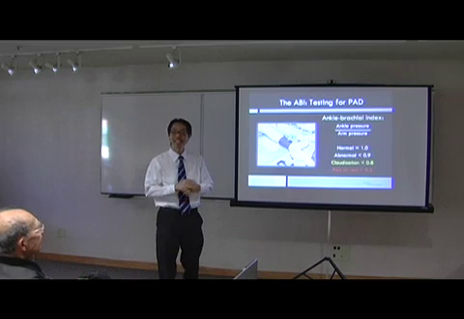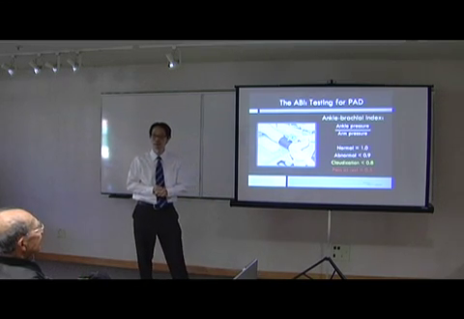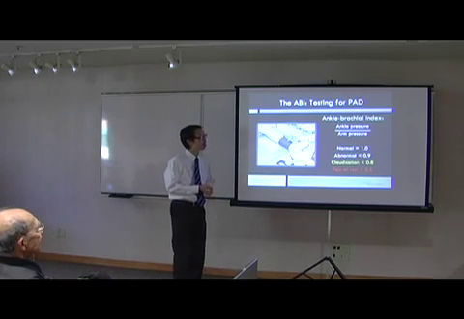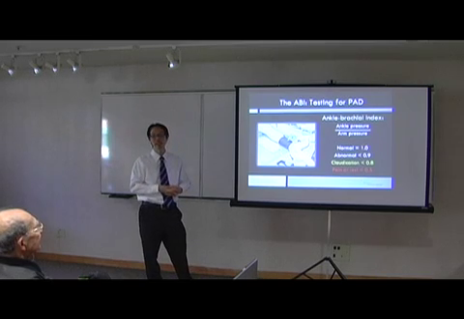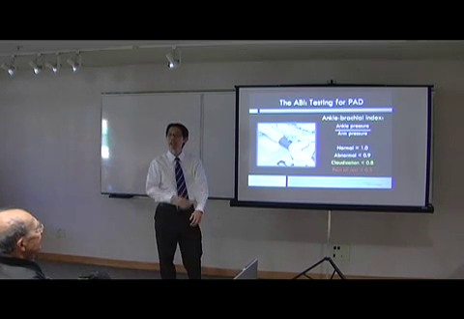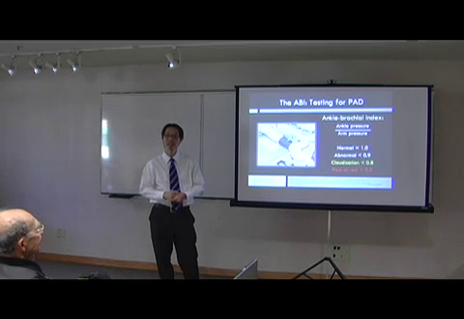Now, it's relatively easy to test for PAD. I perform this a lot in the office. It's called the ankle brachial index, or ABI for short. It's a simple measurement of the arm pressure and the ankle pressure. Okay, and it's a comparison between those two pressures.